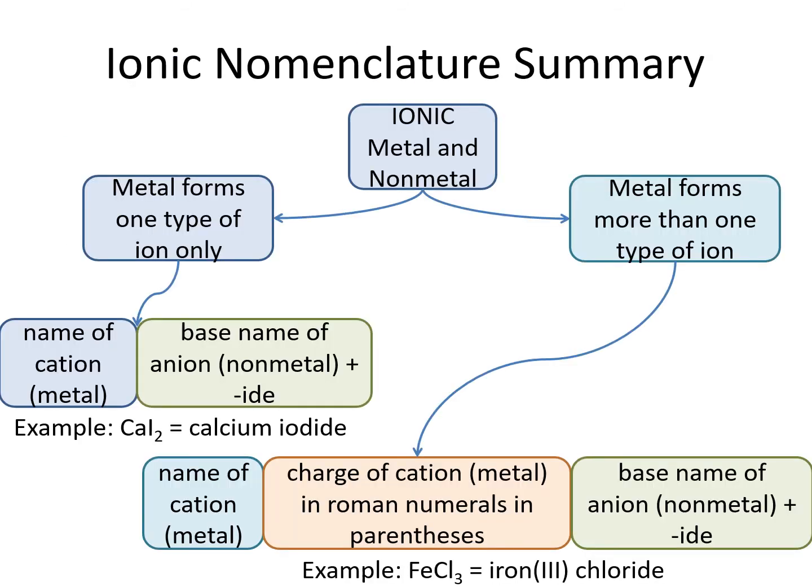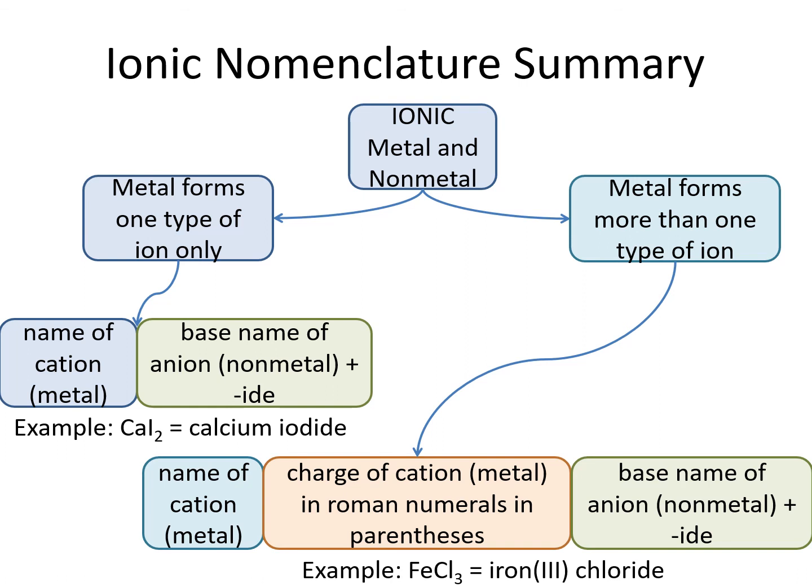Here's a summary of some of what we've talked about with ionic compounds. Ionic compounds can contain polyatomic ions, but the ones that don't will contain a metal and a nonmetal. We want to look at the metal and see whether it's only got one type of charge. That is, if we can tell from the periodic table what its charge will be, or whether it has a variable charge. If it has only one type of charge, we're just going to name the metal directly from the periodic table, and then name the nonmetal with the -ide ending.